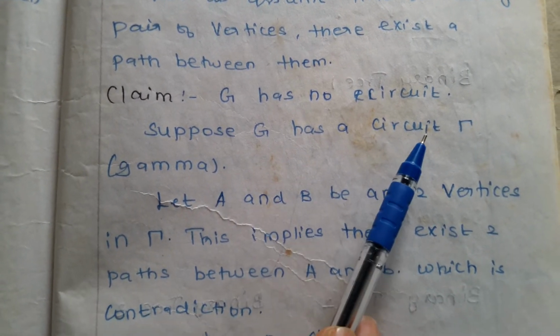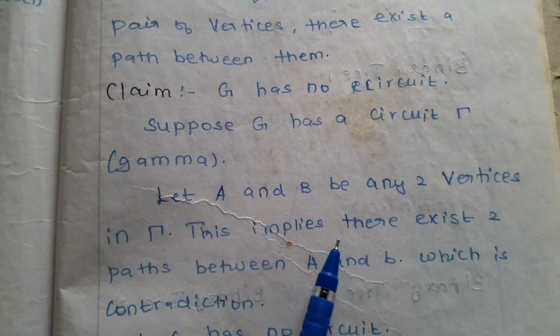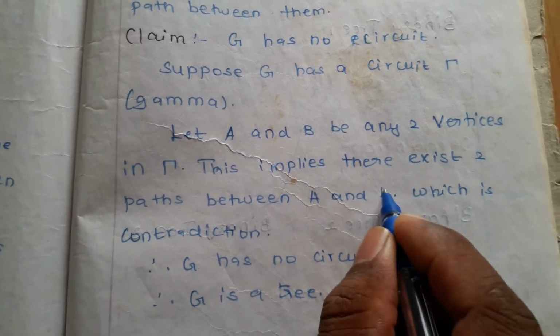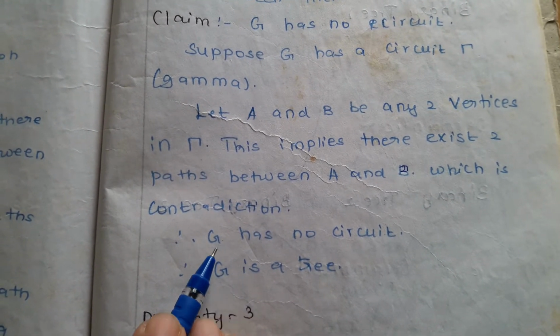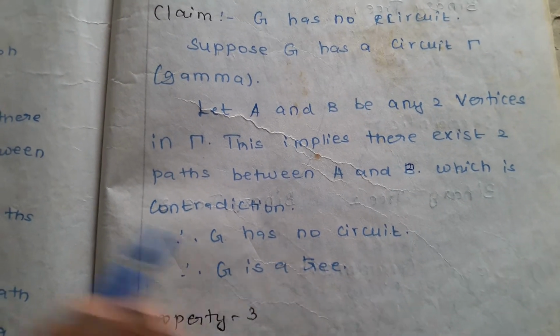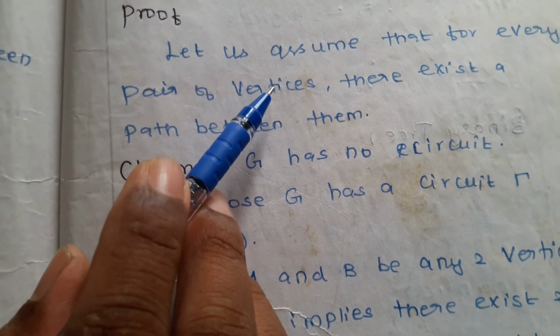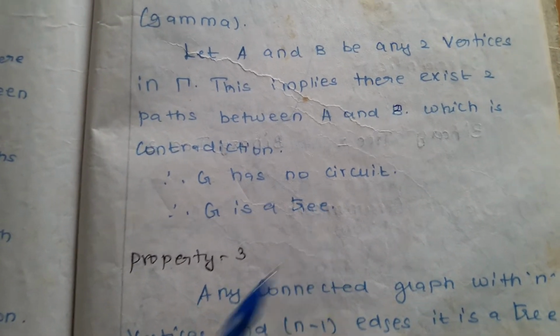Suppose G has a circuit. What happens? Let A and B be two vertices in the circuit. This implies there exist two different paths between A and B, which is a contradiction, because there is only one path. So G has no circuit. G has every pair of vertices connected by a path and it has no circuit. Therefore G is a tree.